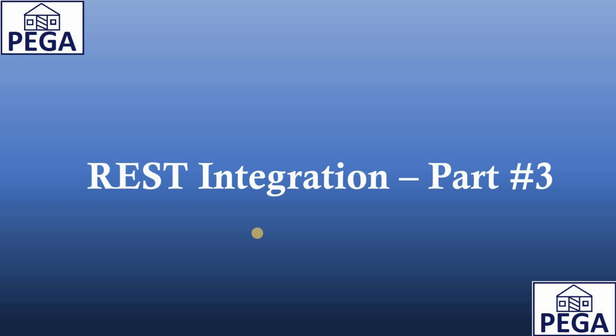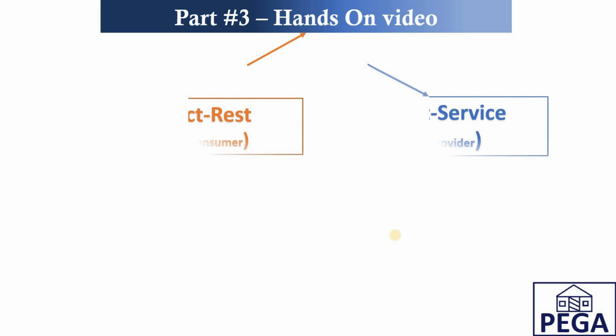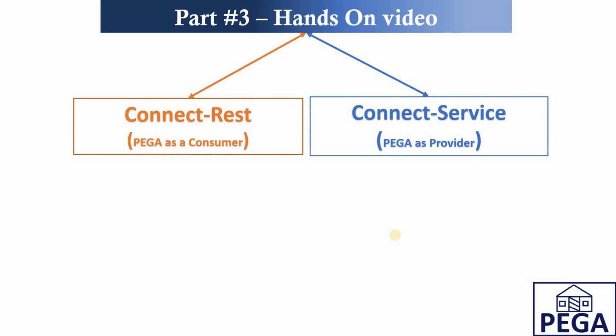After carefully thinking of how best I can make you an expert in API and Pega integration, I have enhanced my series to cover different flavors of the API hands-on. As you know, in Pega API integration, in my last video I explained that we have two rules: one is Connect REST and the other is Connect Service. In Connect REST, Pega is a consumer, where we are going to consume external APIs. The name itself indicates it: you are connecting to the REST API from Pega.